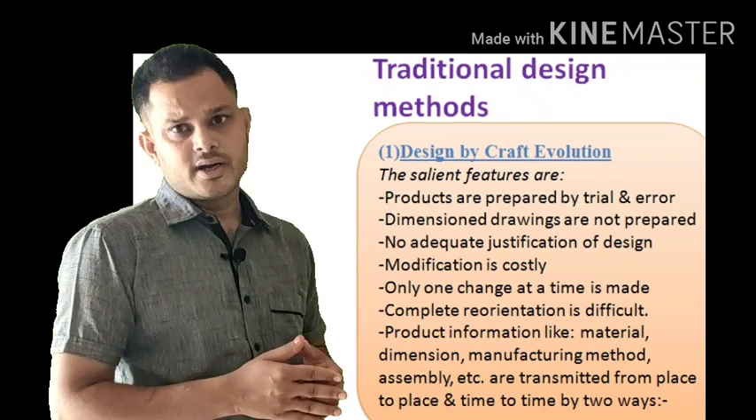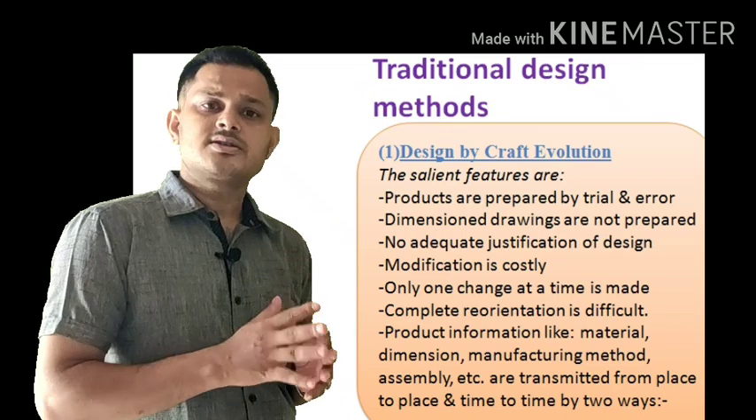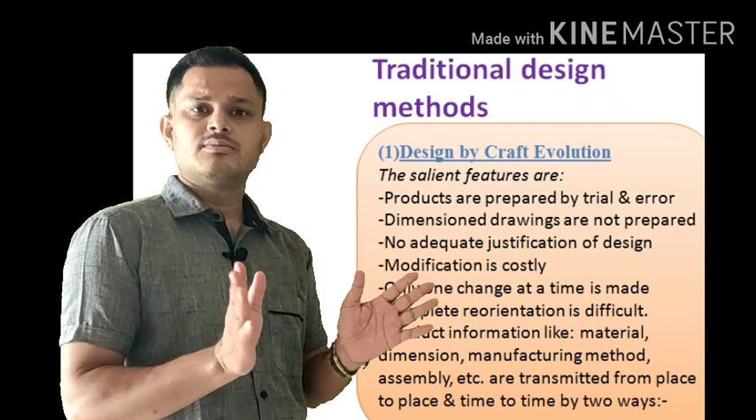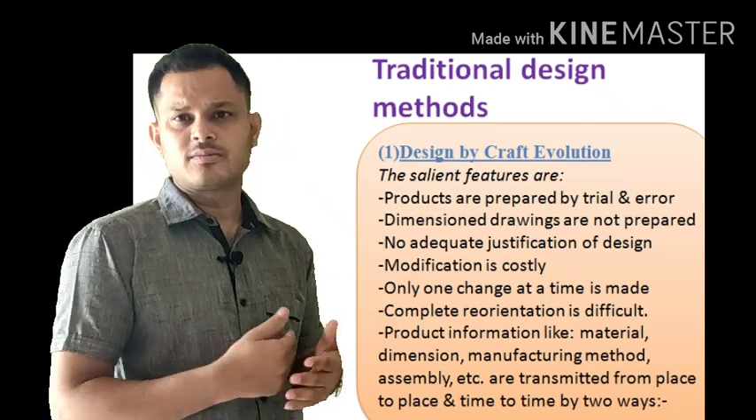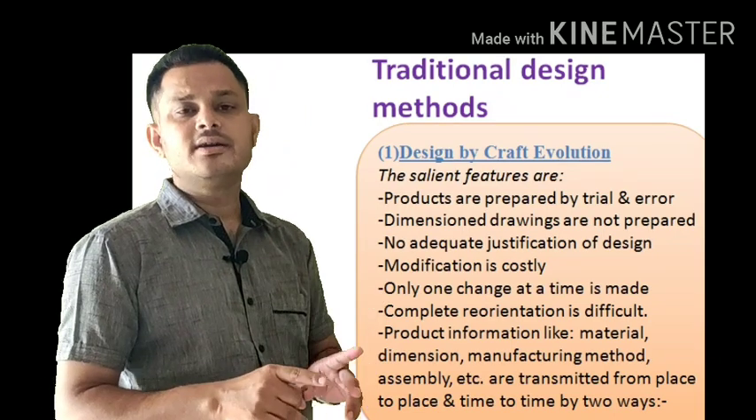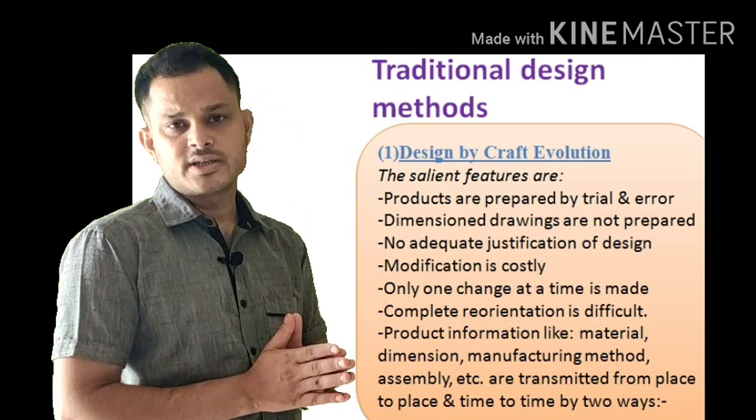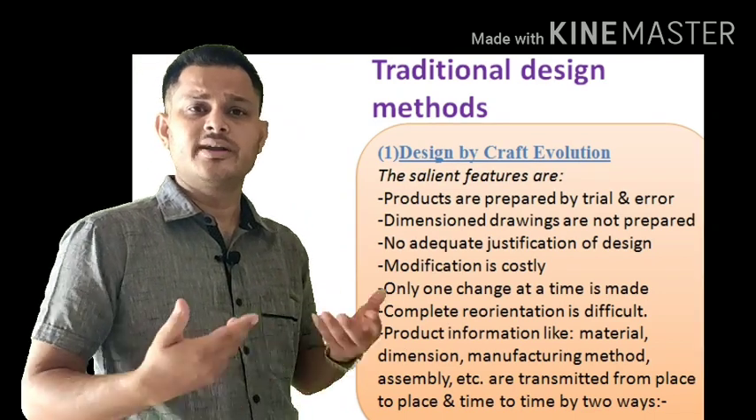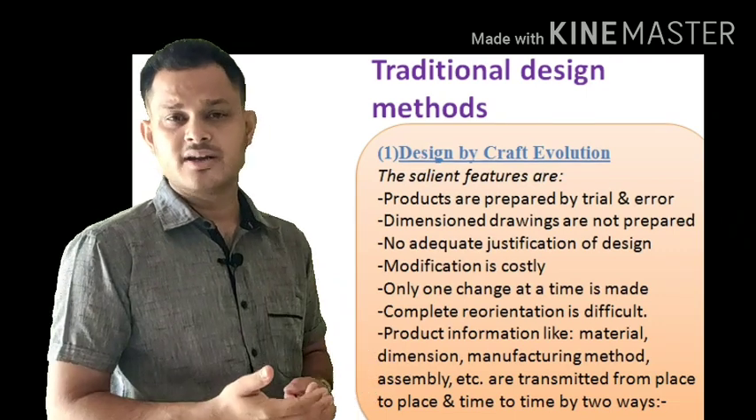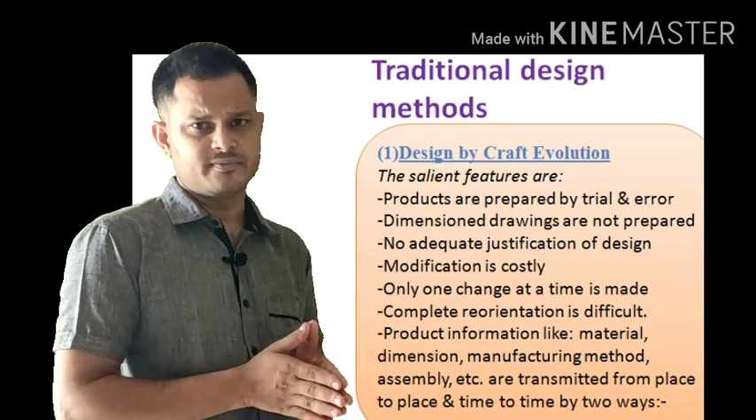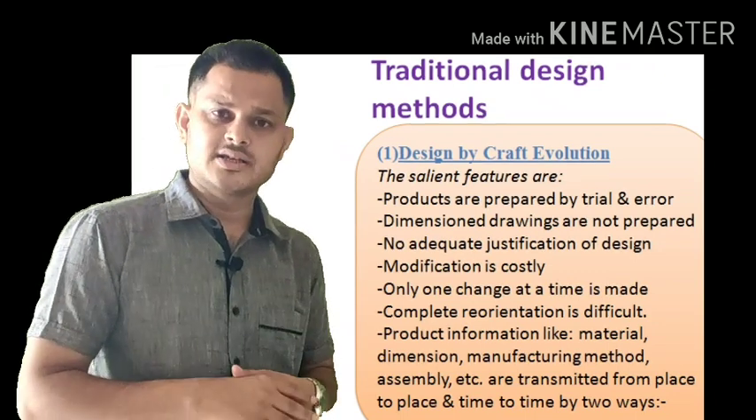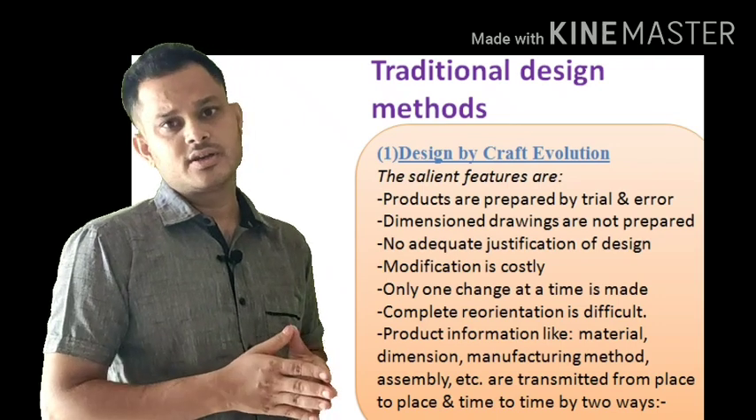Dimension drawings are not prepared here. Products are prepared directly, so dimension drawing on a sheet or documentation was not required or not prepared. No adequate justification of design. Since we do not have any dimension drawing or specific documentation, the justification of the design, why this thickness, why this much material, why this material, is not given. Modification is costly. Since we are directly making the product, modification becomes costly.